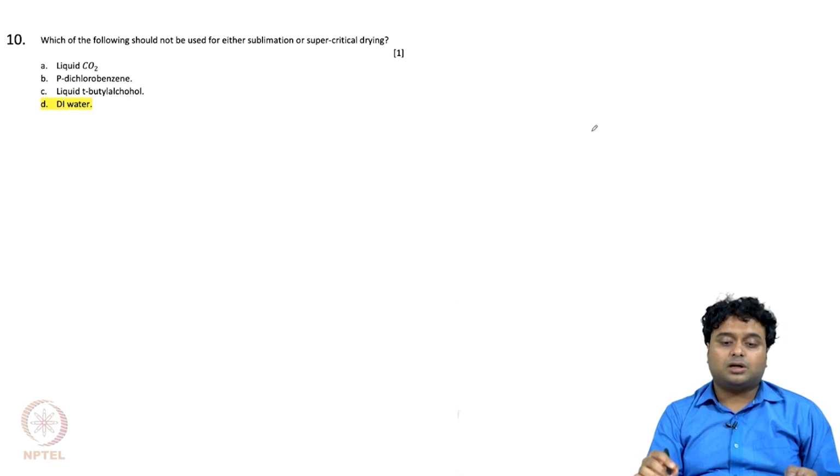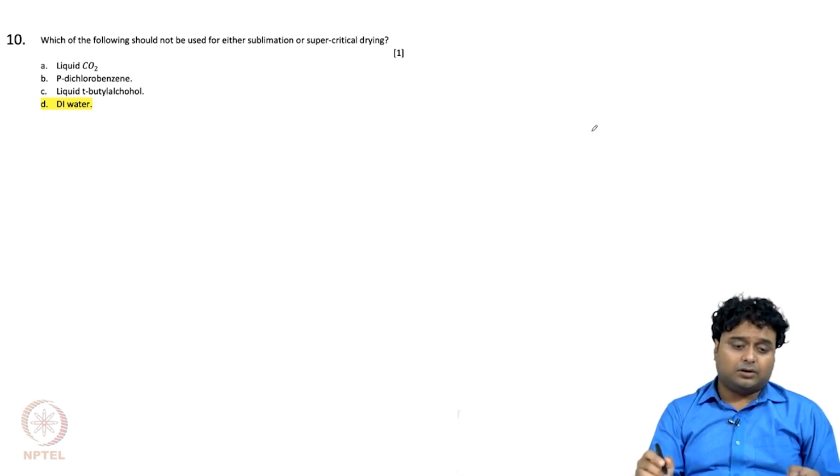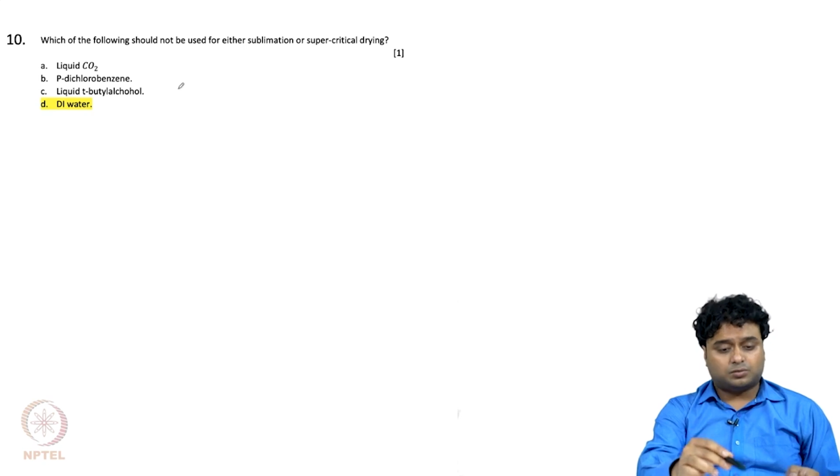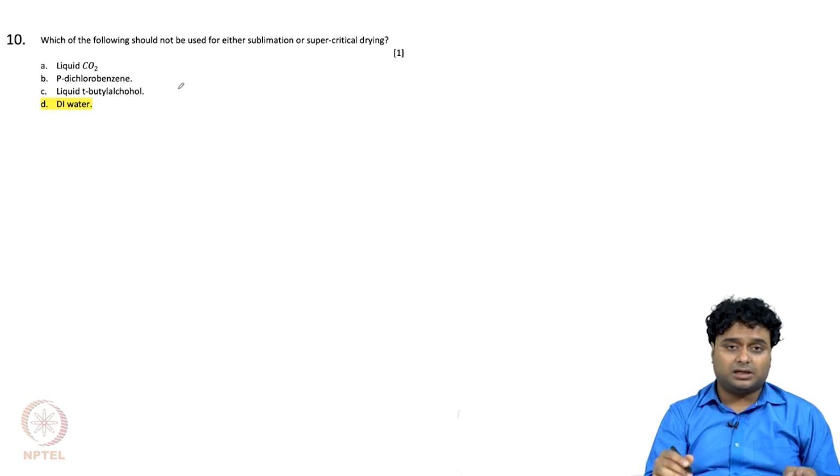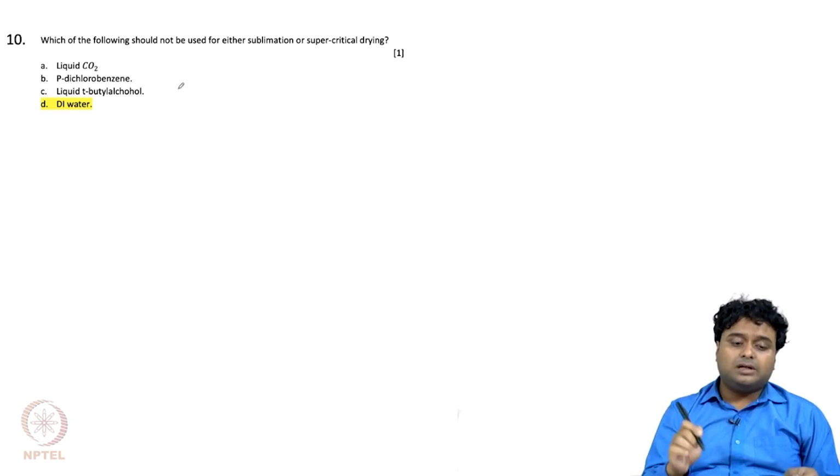Which of the following should not be used for either sublimation or supercritical drying? So liquid CO2, you know that we use for supercritical drying, dichlorobenzene is used for sublimation, and liquid butyl alcohol is also used for sublimation, but DI water is the only material here which does not help in sublimation or supercritical drying. And you need to understand one thing here: in the lecture videos you have seen that DI water was present while discussing the sublimation or the supercritical drying also, but that is not because DI water is needed for the sublimation or supercritical drying.